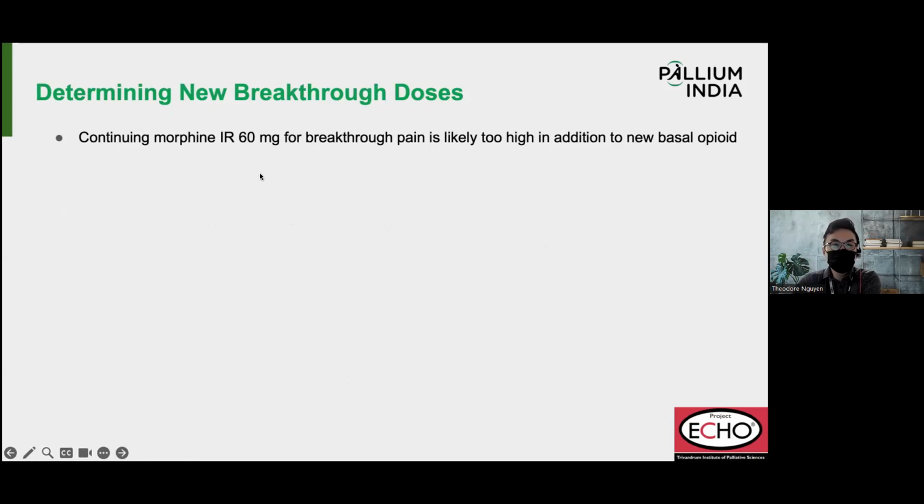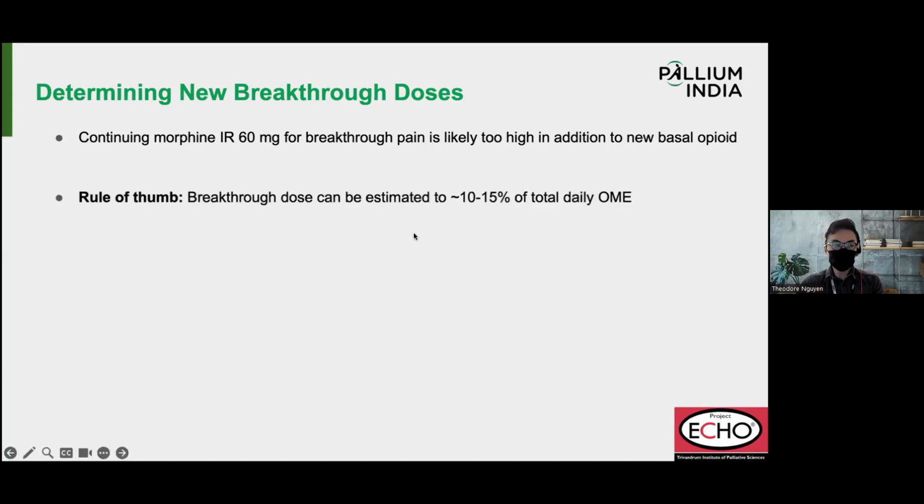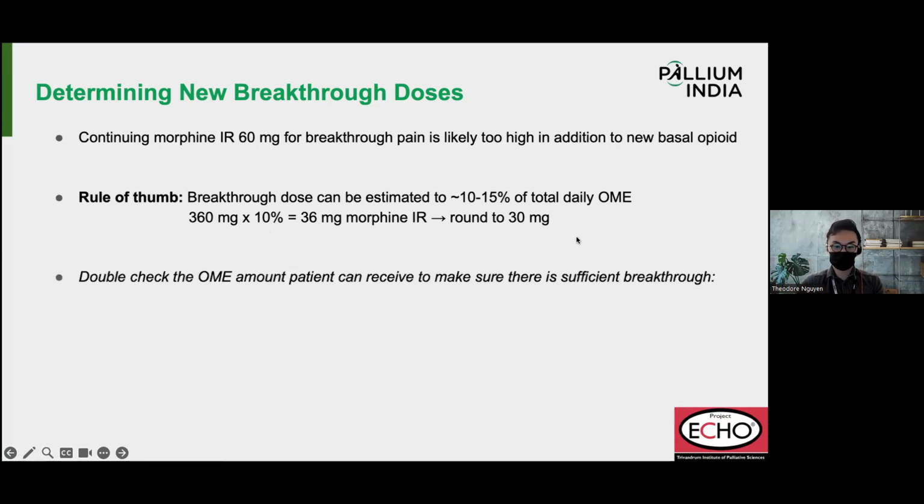So when we're trying to determine breakthrough pain dosing, if we continued the current dose of the IR morphine, that might be pretty high considering we're adding a basal opioid on top of that. And the intent is the methadone would help replace some of that requirement of this frequent morphine dosing. So a general rule of thumb, based on the total daily OMEs, is using a 10 to 15% dose for breakthrough. If we did 10% of 360, that would be around 36 mgs. So you can round that down to a morphine dose of 30 milligrams.